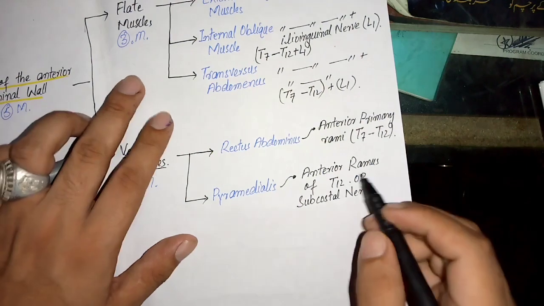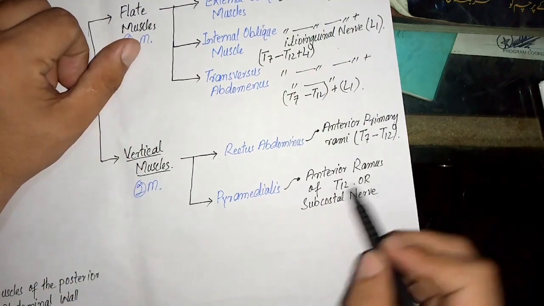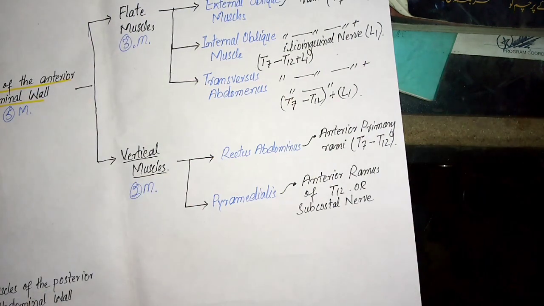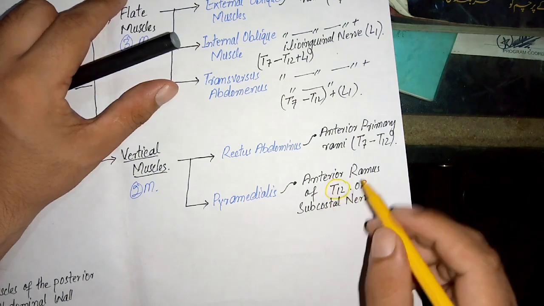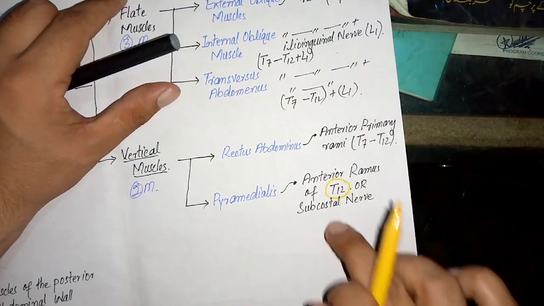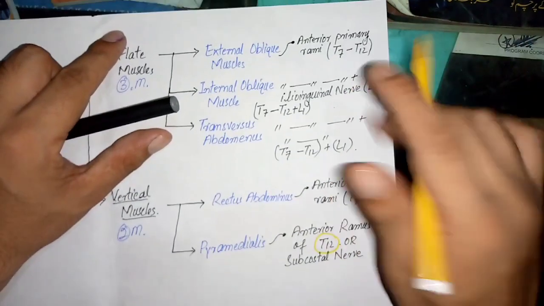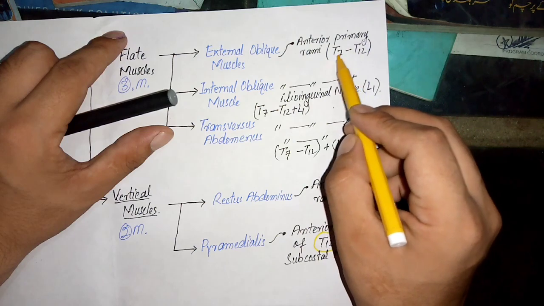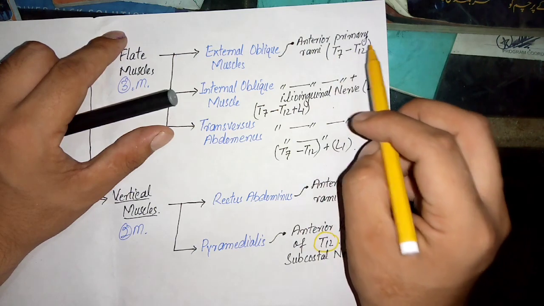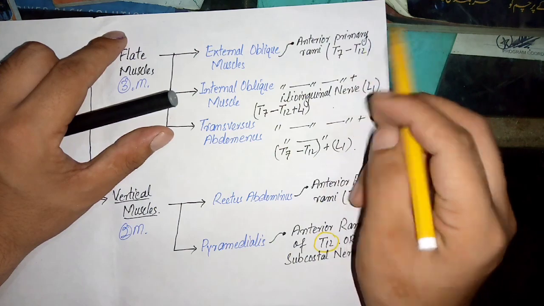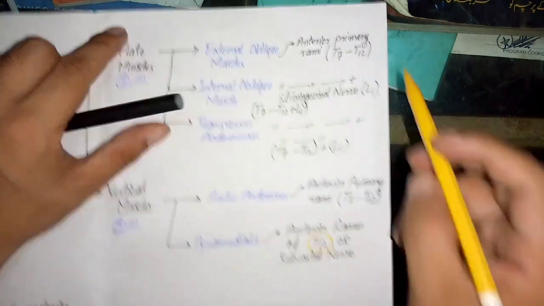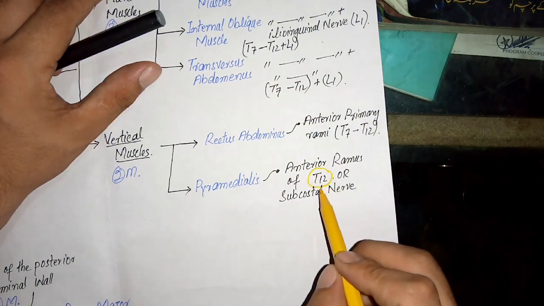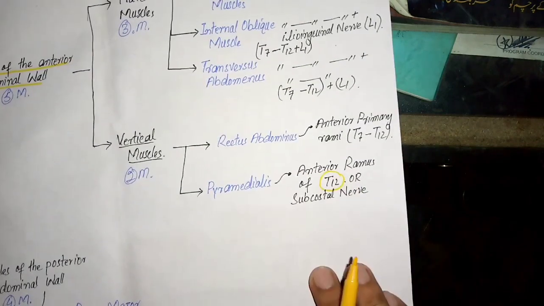This muscle is supplied by the anterior ramus of T12, or subcostal nerve. Here in this muscle and this nerve, we have only one nerve root, which is T12. Keep in mind that the other nerves we have there have nerve roots from T7 to T12, meaning T7, T8, T9, T10, T11, T12, so many roots. But this muscle is supplied by only one nerve root, T12, and this is also called the subcostal nerve.